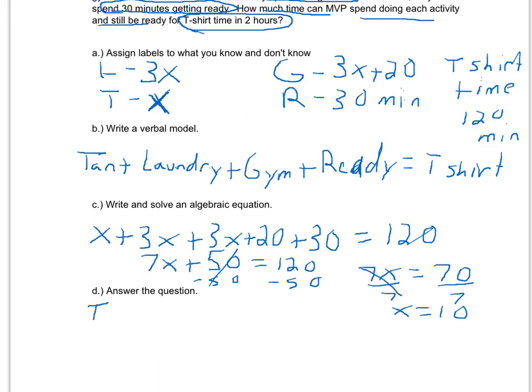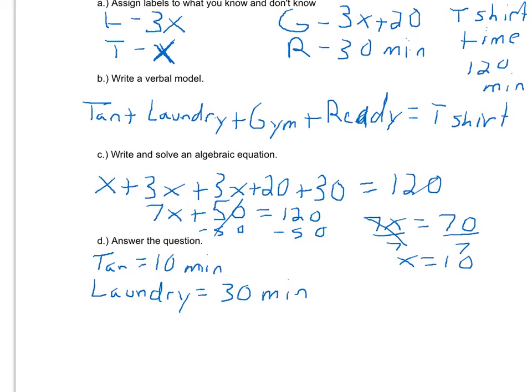Okay, so tanning equals 10 minutes. Well, tanning equals 10 minutes, then laundry is 3 times that, which is 30 minutes. And then it told us gym was the laundry plus 20. So the gym is going to be 30 plus 20. That's 50 minutes. Then, of course, they had to get ready, and that was 30 minutes.